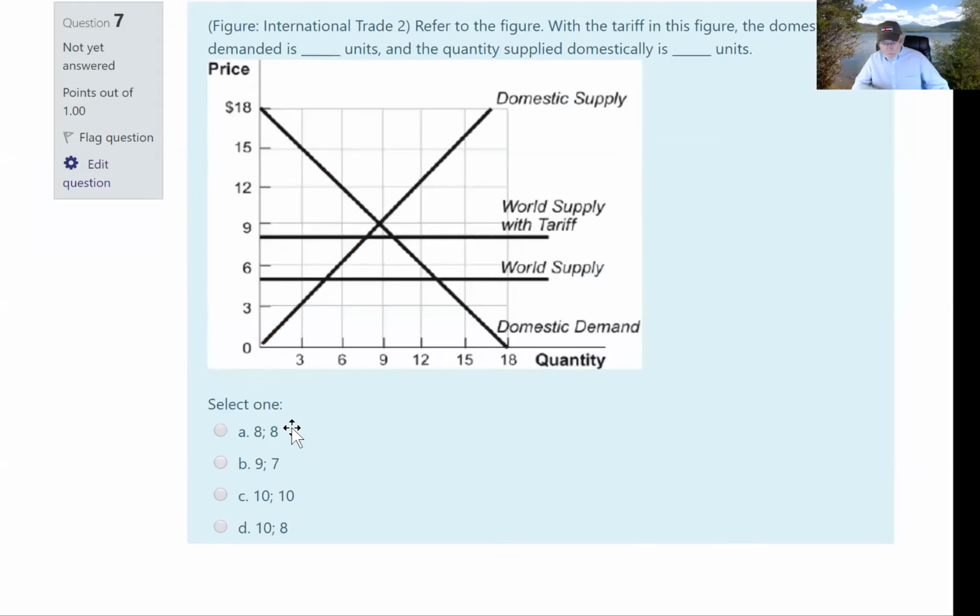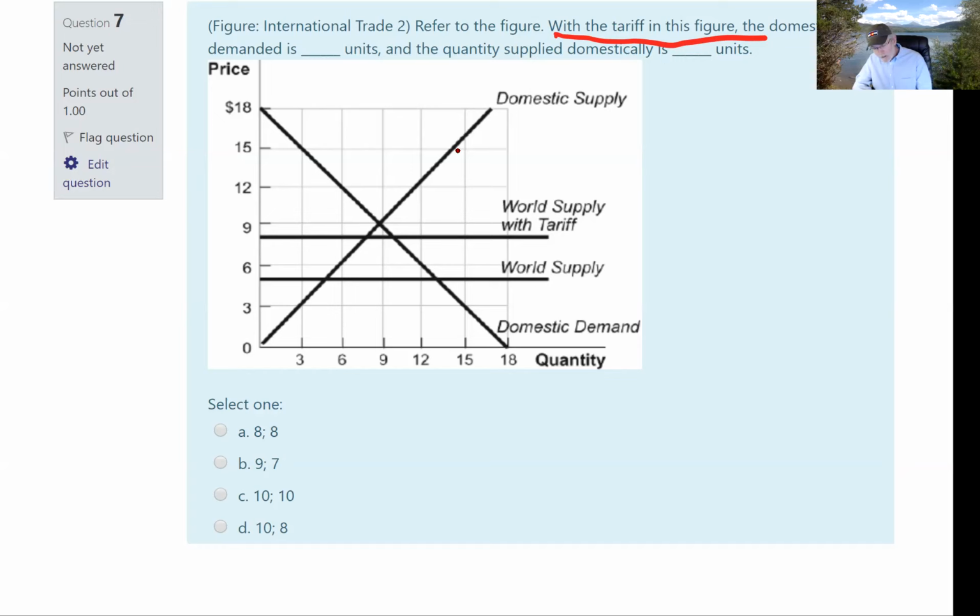Number 7, also dealing with international trade. And here we have a tariff, okay? We want to know, what is the domestic quantity demanded? What is the domestic quantity supplied? Okay, well, this is just a tiny bit more complicated than the previous question. Take it one part at a time.